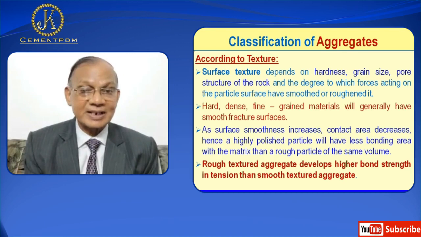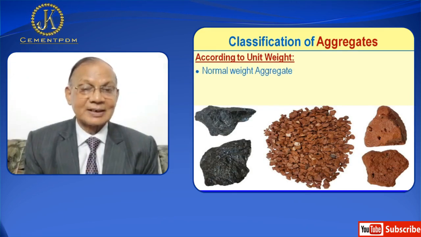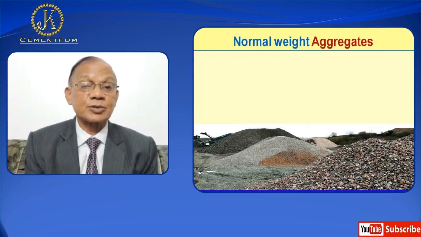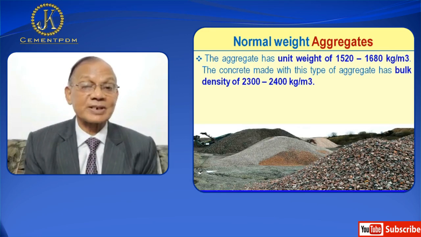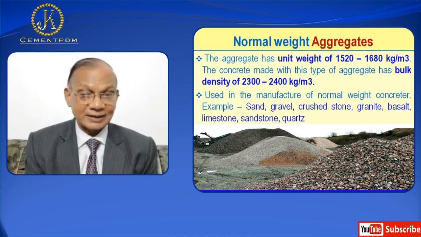Now, classification according to unit weight. Under that, we have normal weight aggregate, heavyweight aggregate, and then lightweight aggregate. Now, let us discuss normal weight aggregate. The aggregate has unit weight of 1520 to 1680 kg per cubic meter. The concrete made with this type of aggregate has bulk density of 2300 to 2400 kg per cubic meter. It is used in the manufacture of normal weight concrete. Examples: sand, gravel, crushed stone, granite, basalt, limestone, sandstone.